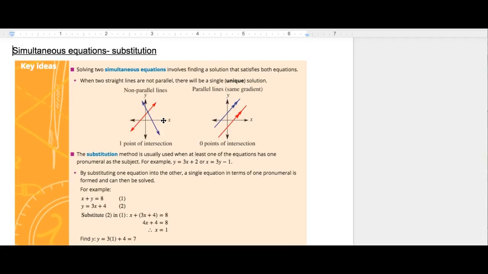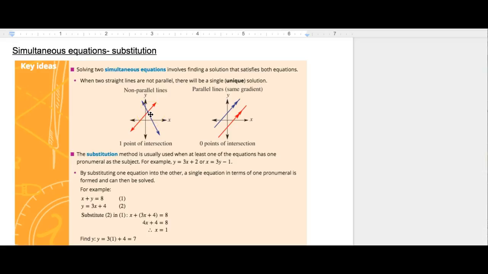Now, before we move on, let's have a look at what a simultaneous equation is. Simultaneous equations basically are two lines that cross. You can see here in this example that the blue and the red line cross. And because there's a point of intersection, we call that the solution.